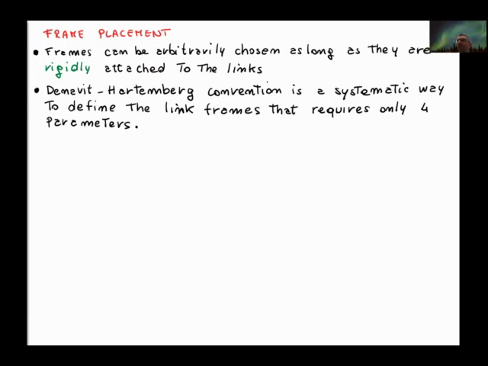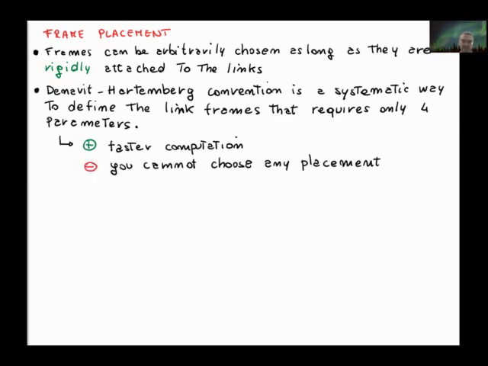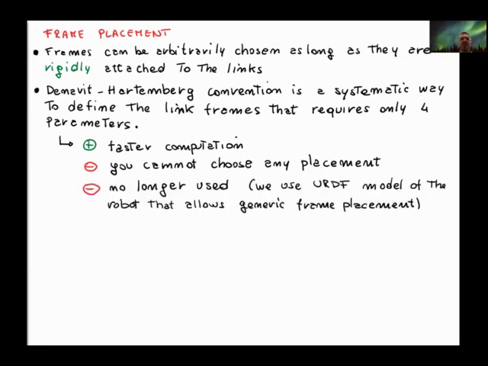An old school way that people used to teach is using the Denavit-Hartenberg convention. This is a systematic way to define the link frames that requires only 4 parameters to locate the frame. And the advantage of this is that it allows for faster computation of the kinematics, but the big disadvantage is that you cannot choose any placement. And nowadays we no longer use that. So I decided not to teach this.